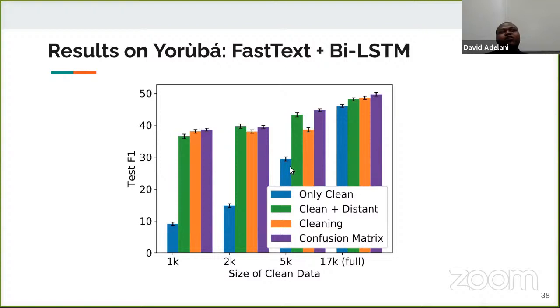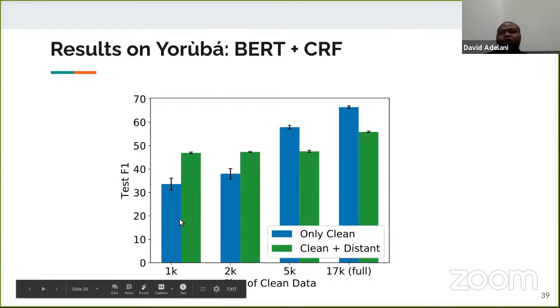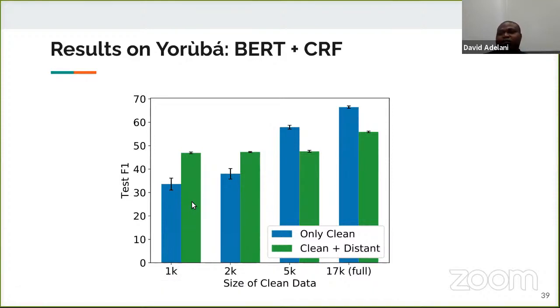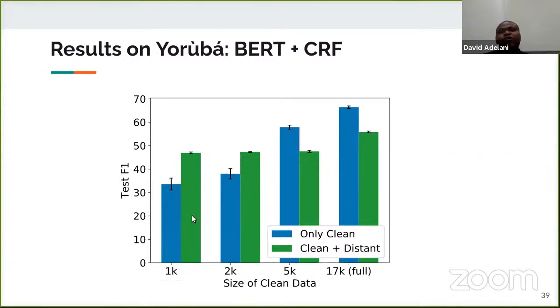So the question is, if you have this very good result, so you can improve just by combining clean and distance data, but if you use a more complex model like BERT, do you still need these additional examples? We trained it on BERT, and we find out that just with 1K, you have more than twice the performance you had with the fastText. And if you combine it with the distance supervision, we can also further improve.